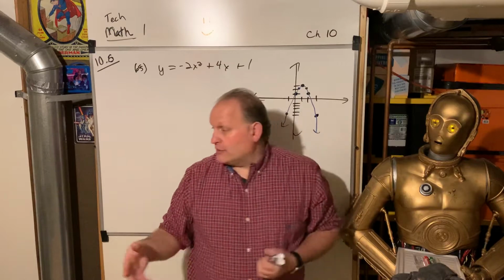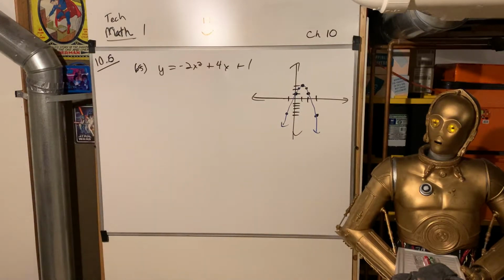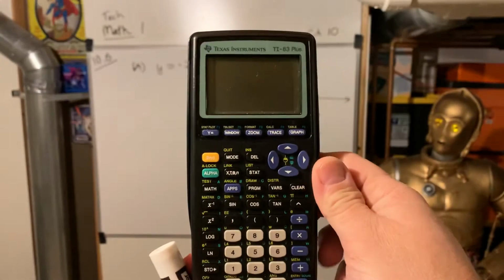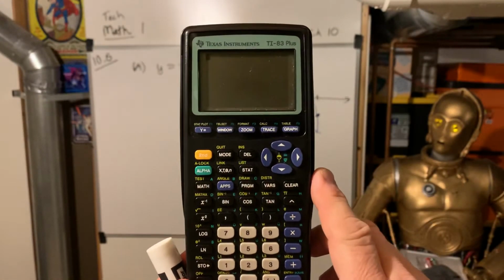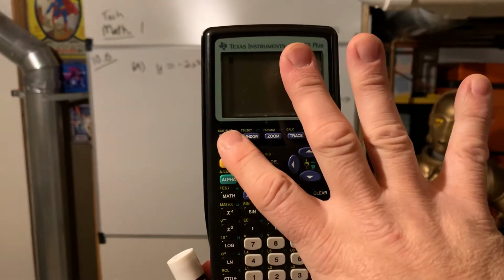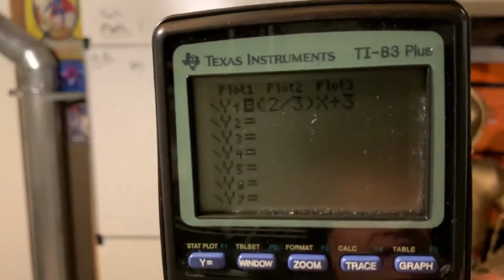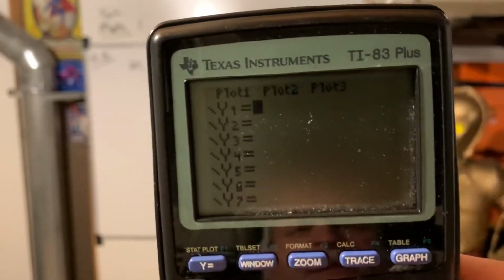And so you could do this on your graphing calculator. Let me show you what that looks like. Come around here. And so the old graphing calculator. You hit this y equals, and then you get that readout right there. Oops, I gotta clear it.